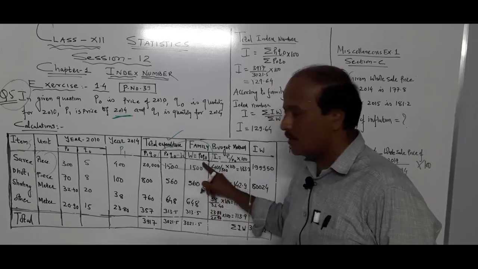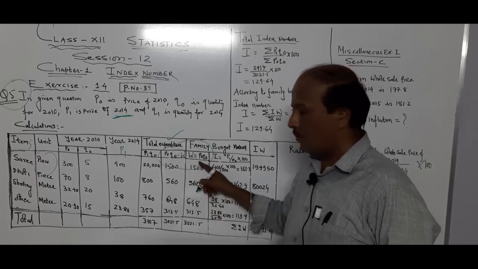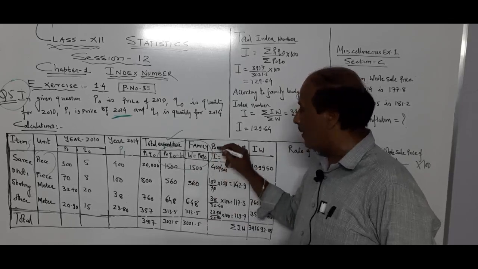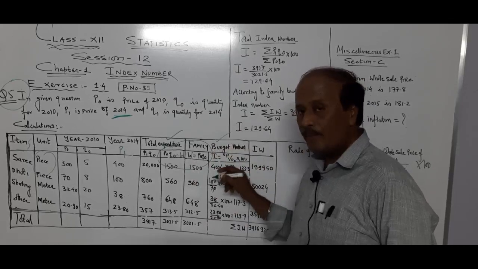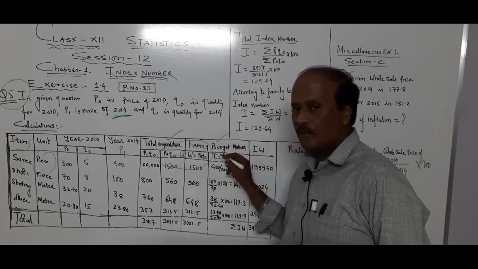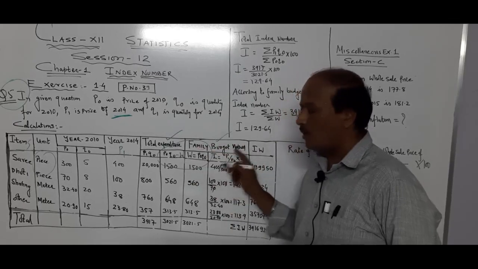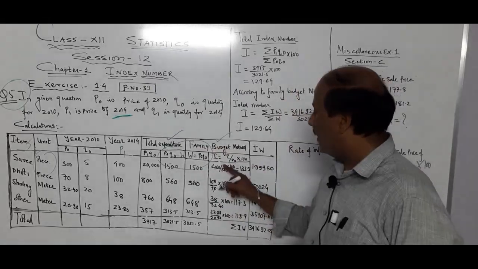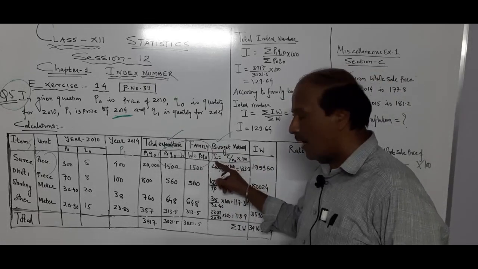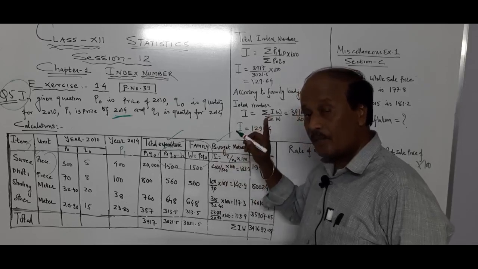You can repeat this table again for W. This is called W. Why? Because we want to find the index number according to the family budget method. So write here family budget method. Just go through the example, you will come to know how to make this table. Now W you got. Now calculate I by the first formula.